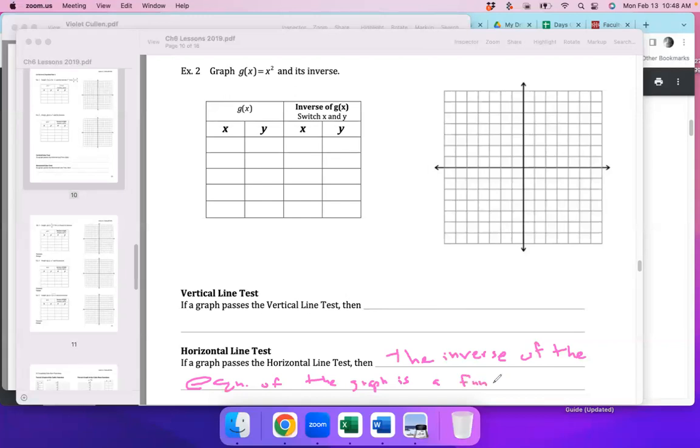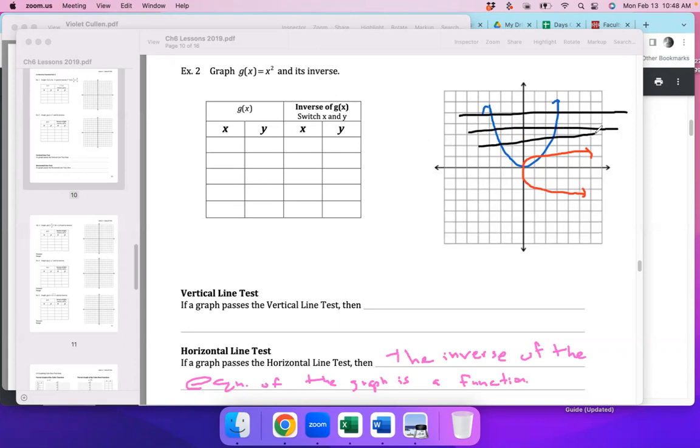How do you do these again? Let me draw the graphs again. Hold on. So this is what we had for the original, right? And this is what we have for the inverse. The original. So if I were to draw horizontal lines now, do I touch more than once?